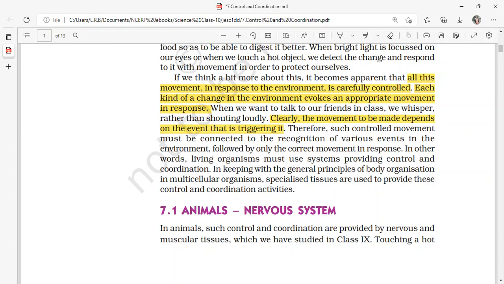Therefore, such controlled movement must be connected to the recognition of various events in the environment, followed by only the correct movement in response. In other words, living organisms must use systems providing control and coordination. In keeping with the general principles of body organization, in multicellular organisms, specialized tissues are used to provide these control and coordination activities. So, what is the basic principle of a multicellular organism?